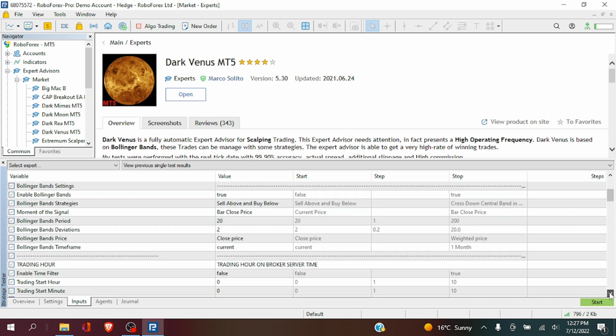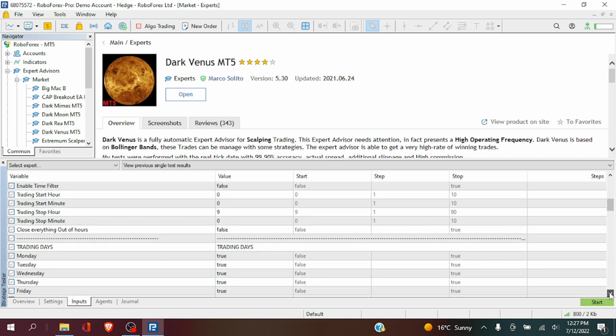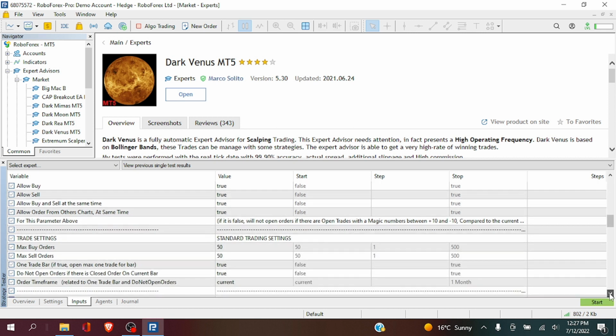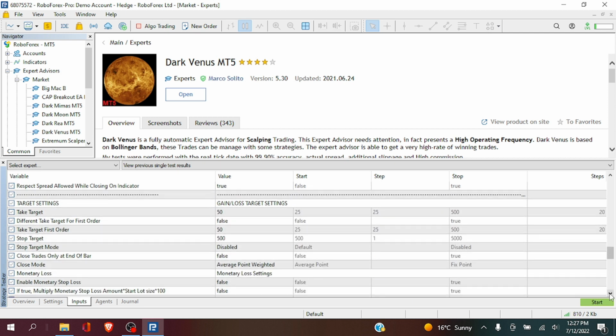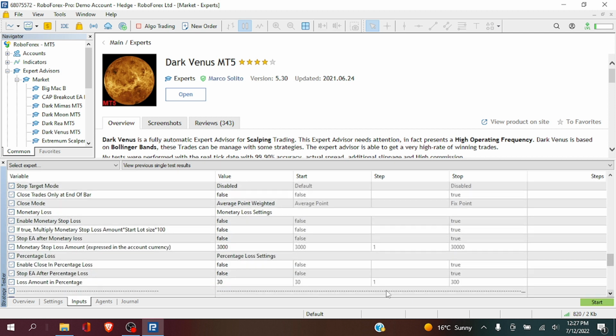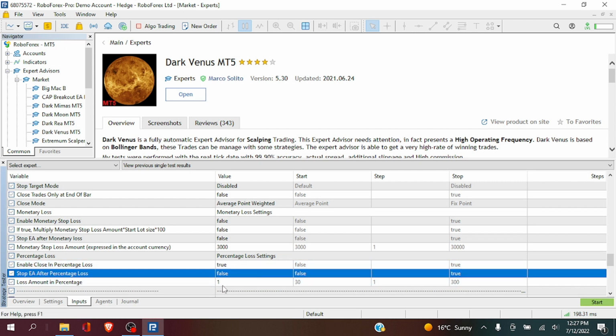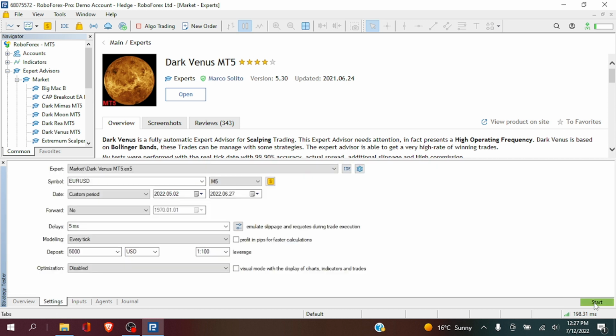The next thing that we are going to change is the stop loss. Now, I always recommend trading an expert advisor with a stop loss. Otherwise, if a trade goes against you, you can lose your account. Now, for this example, I'm not going to be risking more than 1%. So now we're going to start the test.